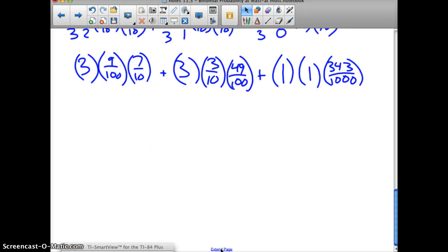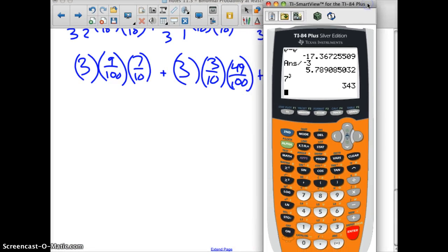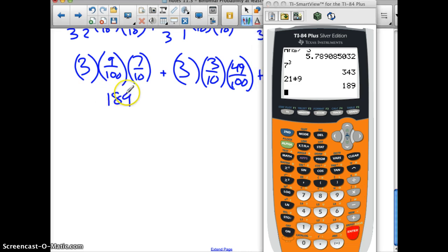All right. So I need to do 3 times 9 times 7. 3 times 9 times 7. All right, so that's going to be what, 21 times 9? That gives me 189. And all of these denominators should be the same. 100 times 10 is 1,000.